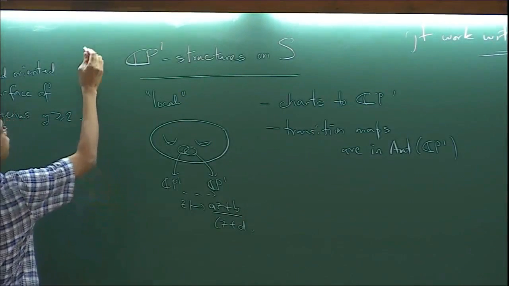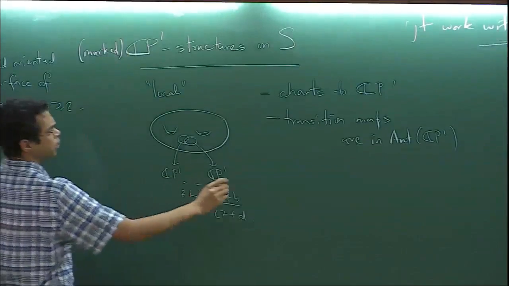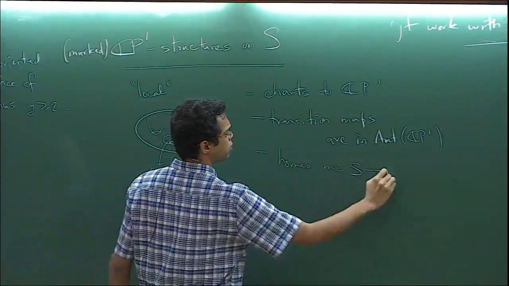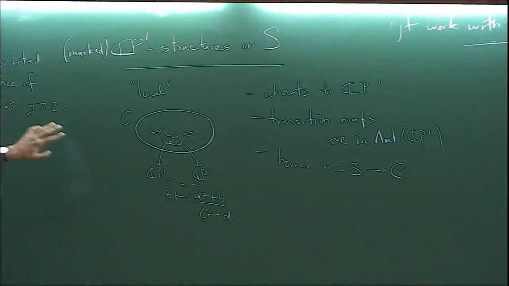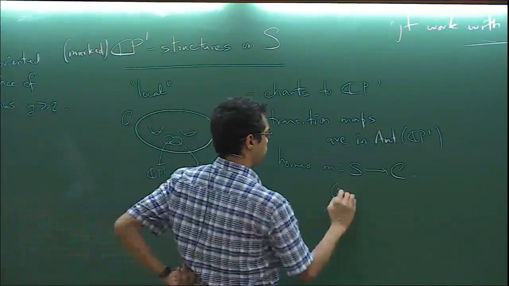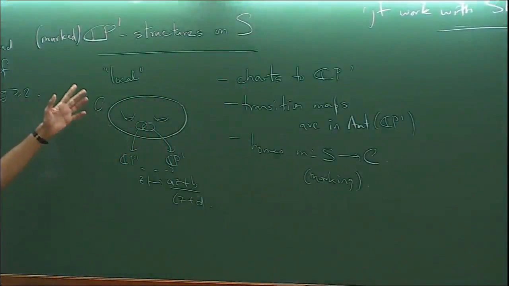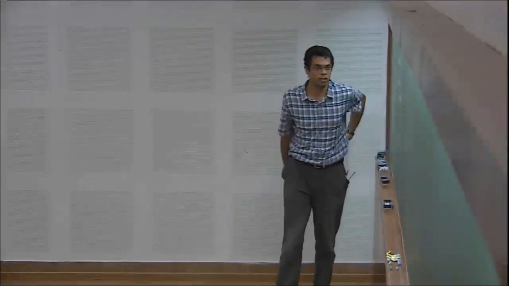And I'll be looking at marked complex projective structures. By marking, I mean a choice of a homeomorphism, an identification with this fixed topological surface S. So C here will be a projective surface. So this is a marking. Notice that such a structure also defines a complex structure. So there's an underlying Riemann surface.